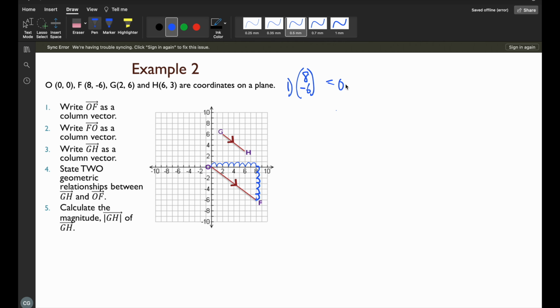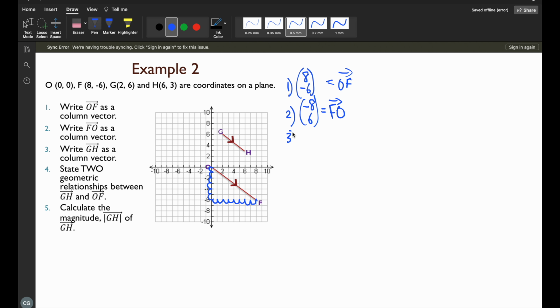So that's for OF. Now just from experience, we should know that for F to O, all we're going to do is swap the sign. So if it's 8, it's going to turn to negative 8. And if it's negative 6, it's going to turn to positive 6. Alright, so bearing that in mind, we now know that OF and FO would be this here. But let's just back check FO now. For FO we would go 1, 2, 3, 4, 5, 6, 7, 8 to the left. And then we go 1, 2, 3, 4, 5, 6 up. So 8 to the left means negative 8 and 6 up is positive.